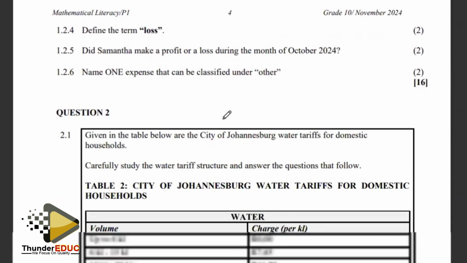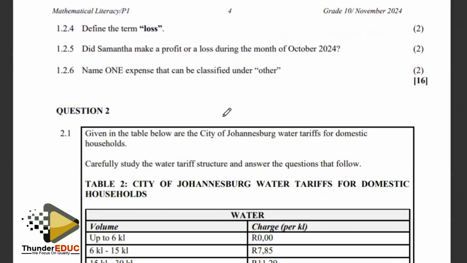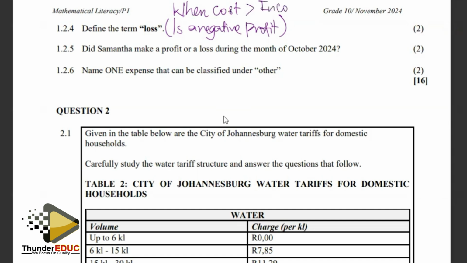Let's look at it. 1.2.4. Define the term loss. Loss, someone would say, is a negative profit, or when costs are greater than the income, you're making a loss.